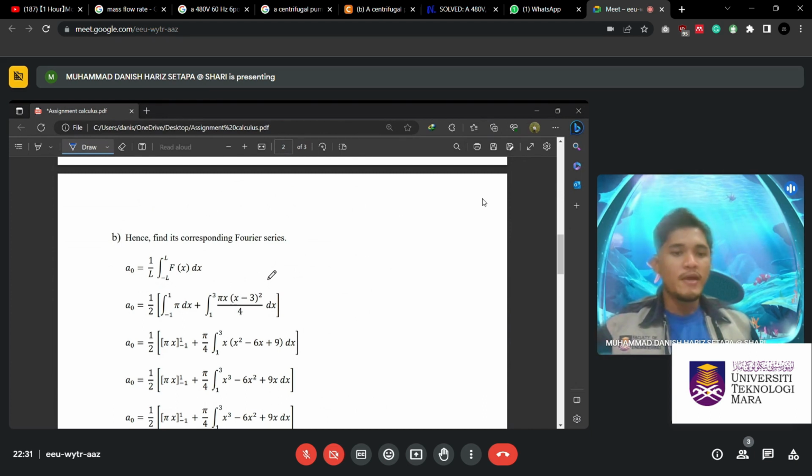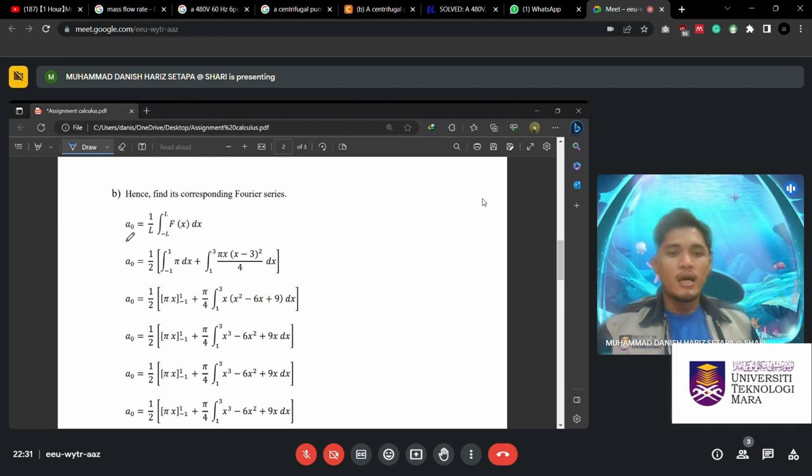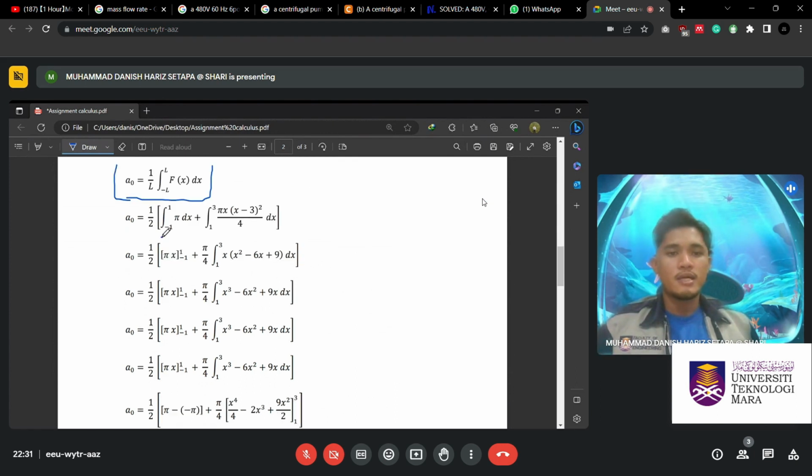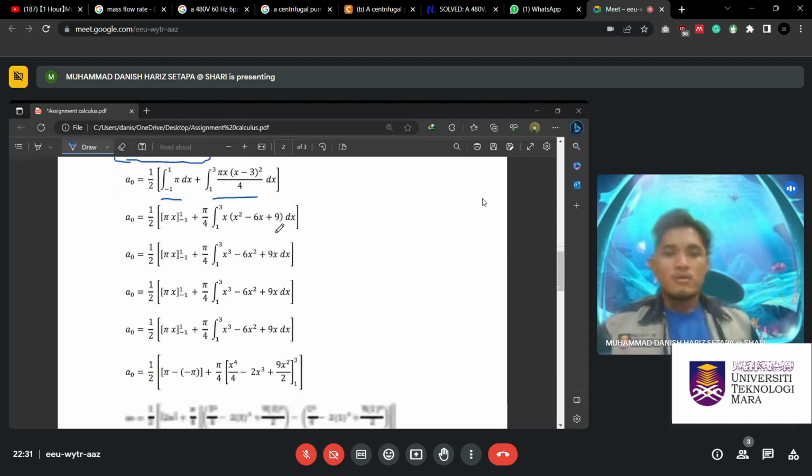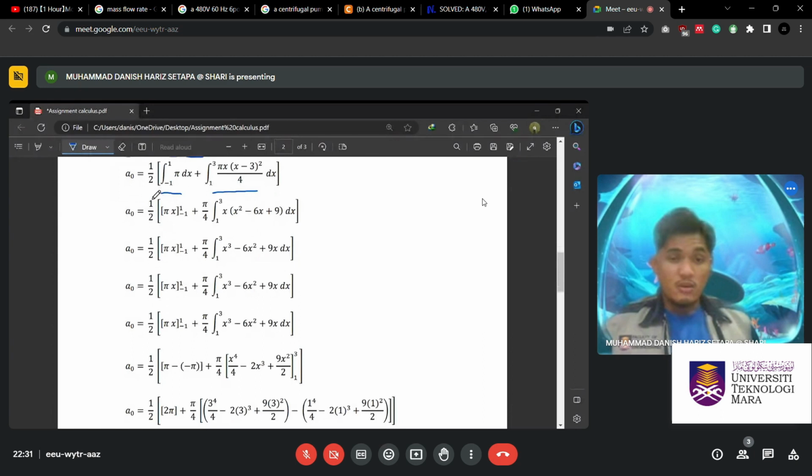For the first, we find the A naught. We move to the general equation that is given. So we put all the value for the -1 to 1 for the pi and 1 to 3 for pi x minus 3, the power of 2 over 4. So we calculate for the first one, which is we integrate the first one, which is pi, and we get pi x with the value of -1 and 1.